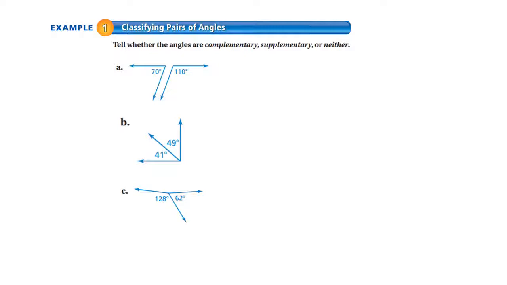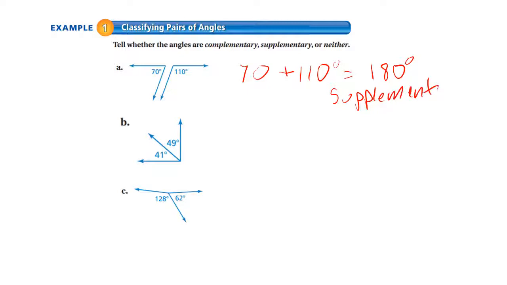In our first example, we are trying to prove if the angles are complementary or supplementary or neither. So I'm looking at example A, and I see a 70 degree angle, and I see a 110 degree angle. So let's go ahead and add those up. 70 plus 110 equals 180 degrees. So these are supplementary. Make sure you're filling that out in your notes.